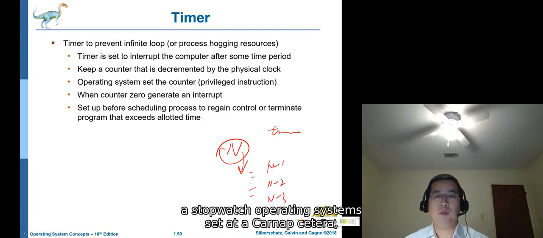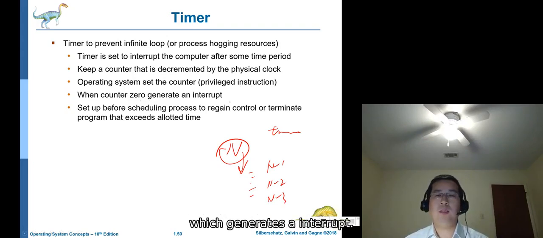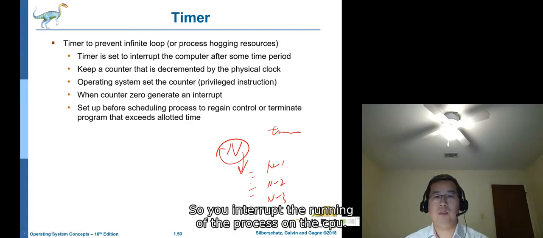It's like a stopwatch. The operating system sets the counter. This is a privileged instruction, which means the user cannot do that. When the count reaches 0, we generate an interrupt. That means this process cannot be continued, so we interrupt the running of the process on the CPU.